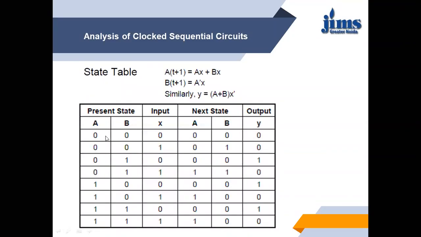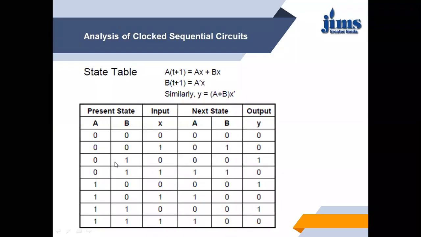You can see for this particular AB is 0, 0. That is the present state. When input is X equals to 0, then the next state is 0, 0. When input is 1, the next state is 0, 1. And for both cases, output is 0, 0.